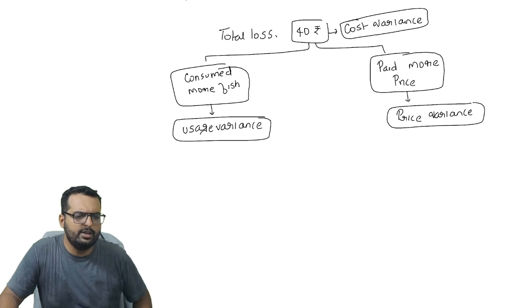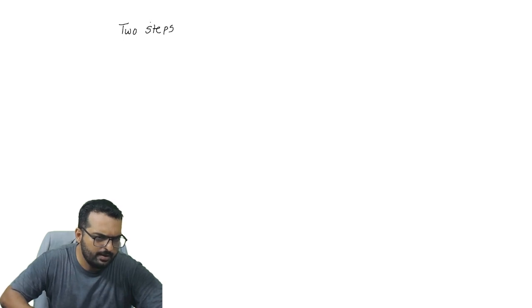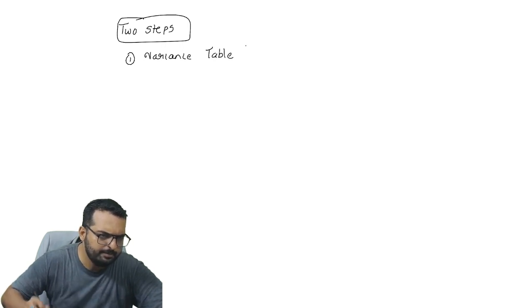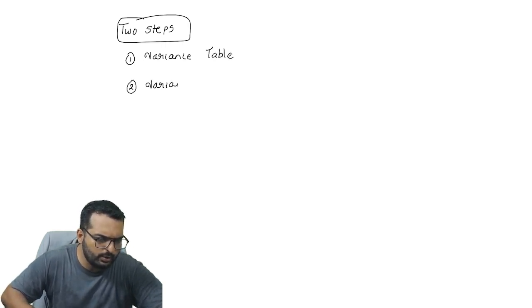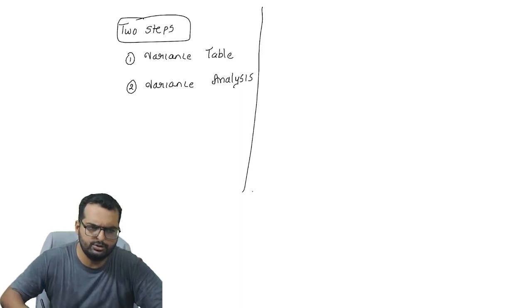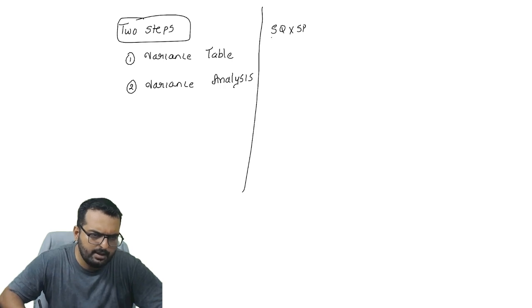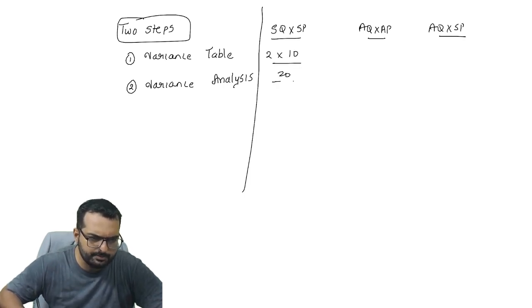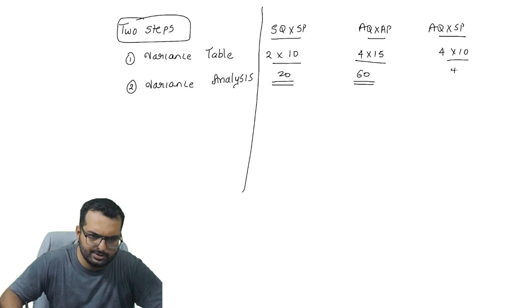So, friends, now what we got over here, we can do in two steps. Step number one is what you call the variance table, and step number two is what you call variance analysis. I'll start with the variance table and then explain the logic. The table goes like this: SQ into SP, AQ into AP, AQ into SP. Two fish into 10 rupees, four fish into 15 rupees, four fish into 10 rupees.